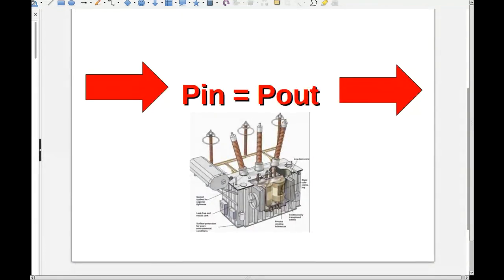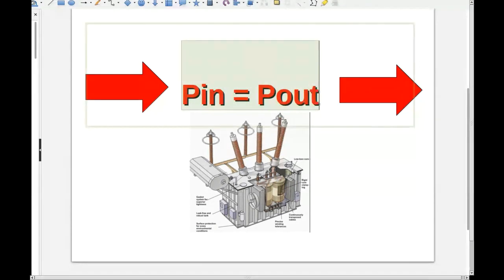The key to this working is this concept that power in is equal to power out. So if we can increase our voltage by 100 times, by going through a step up of 100 to 1, then we reduce our current and get the exact same power.